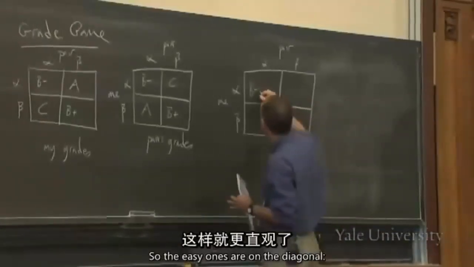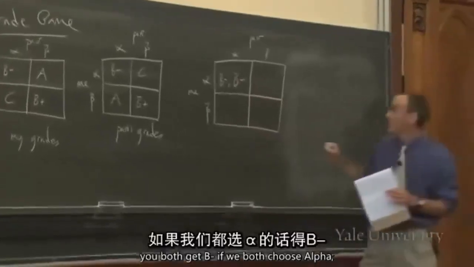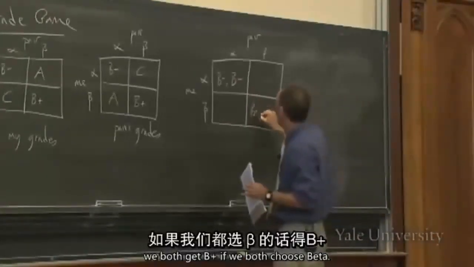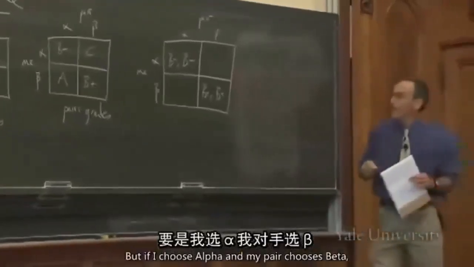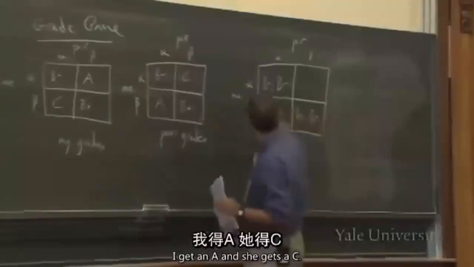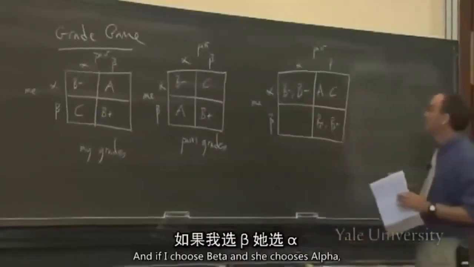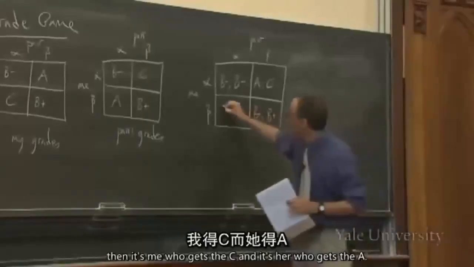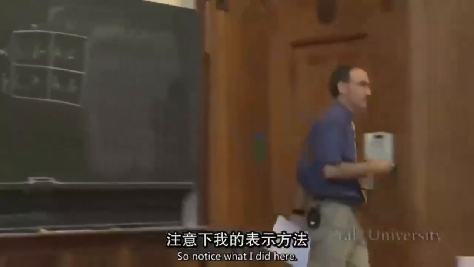So the easy ones are on the diagonal. We both get B minus if we both choose alpha. We both get B plus if we both choose beta. All right, but if I choose alpha and my pair chooses beta, I get an A and she gets a C. And if I choose beta and she chooses alpha, then it's me who gets the C and it's her who gets the A. All right?